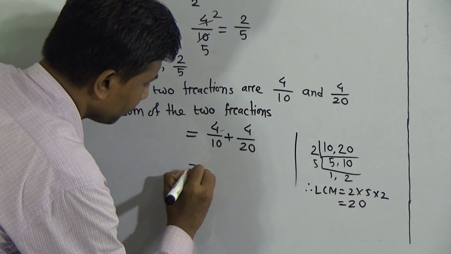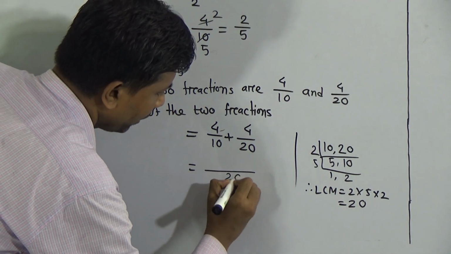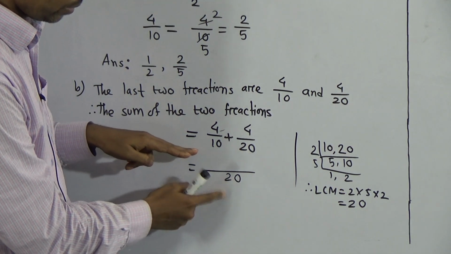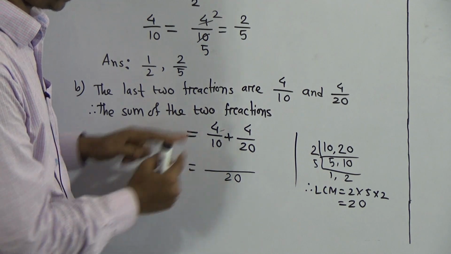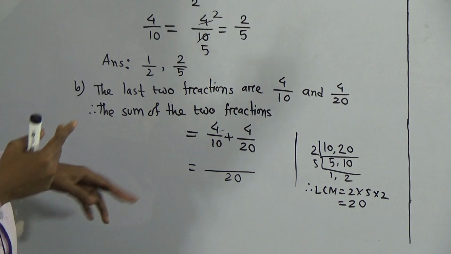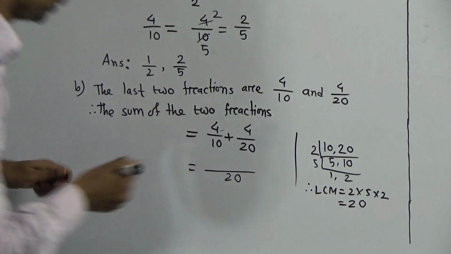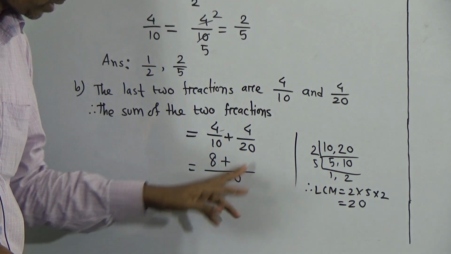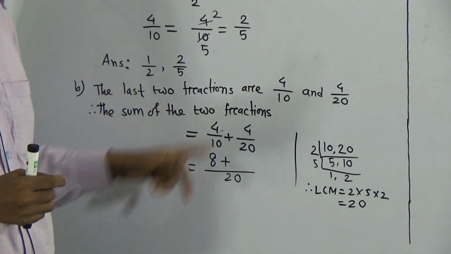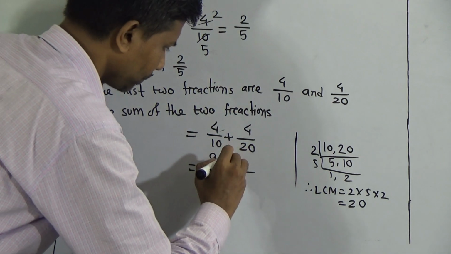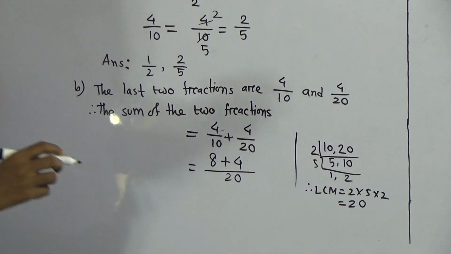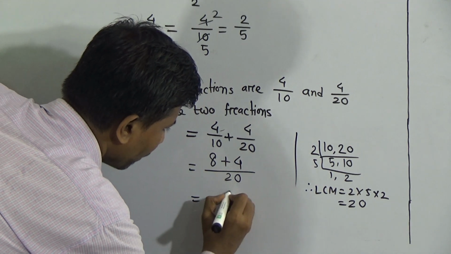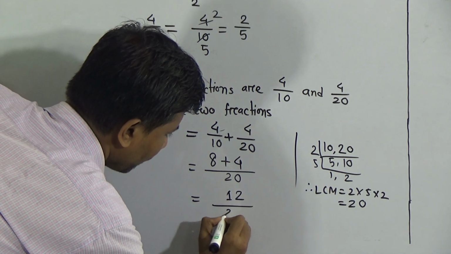Now write LCM is 20. Then the same procedure, student, look, divide 20 by 10, then we get 2. Now multiply with 4, then 8. Plus, similarly, divide 20 by 20, then we get 1. Now multiply with 4. That means 4. This is equal to what? 8 plus 4 equal to 12. Right, here 12 by 20.